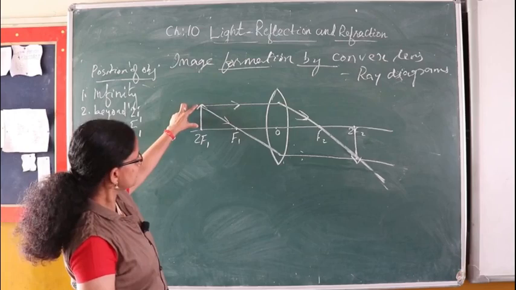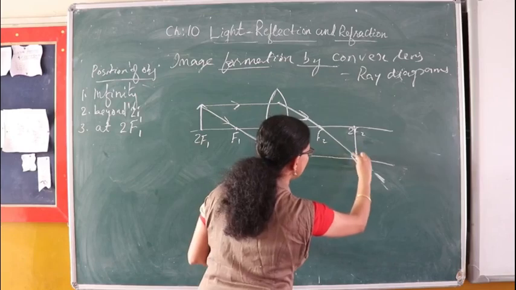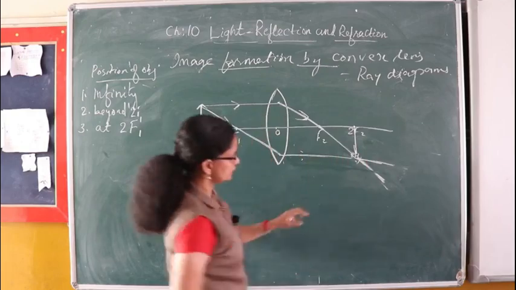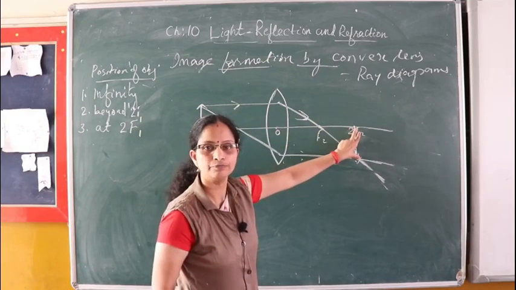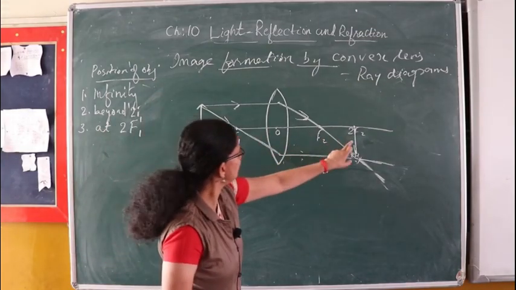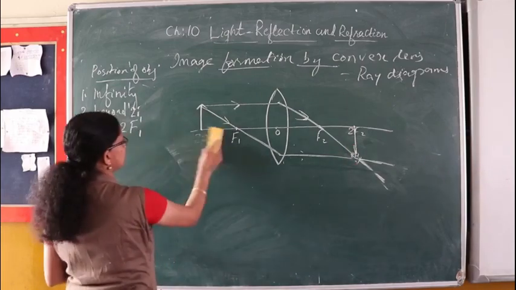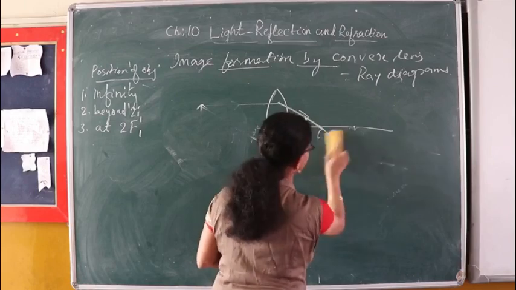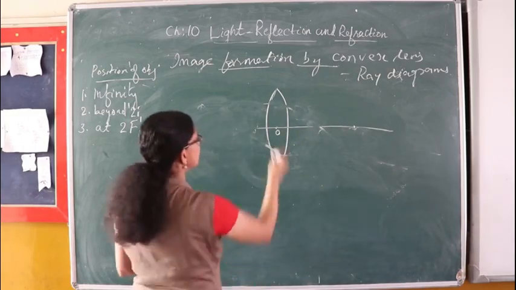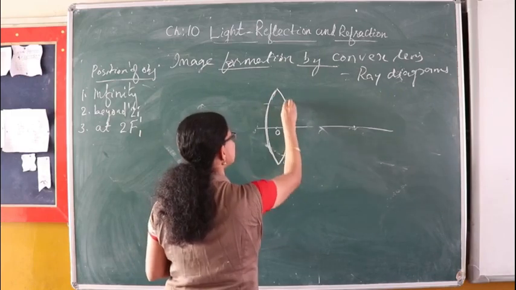So, when the object is kept at 2f1, the image formed is exactly at 2f2. And the size of the image, we can see here, is similar to that of the object. So, this is the case when the object is kept at 2f1. Now, moving to the next situation, we are bringing the object somewhat closer to the lens.